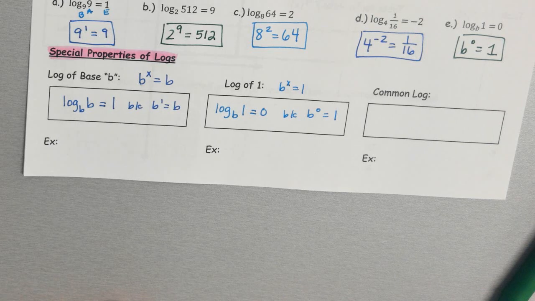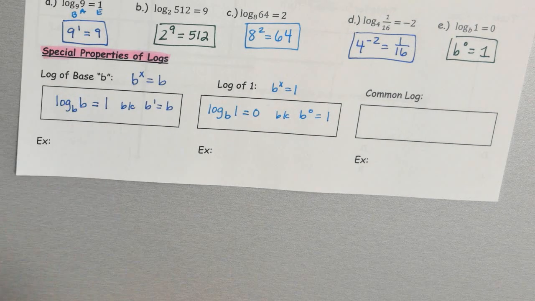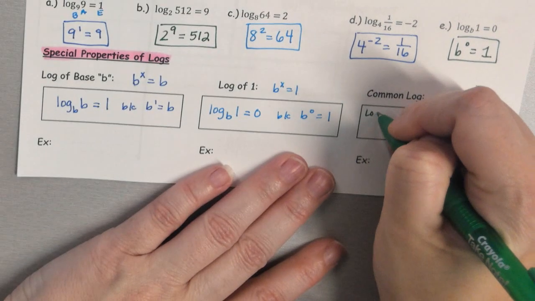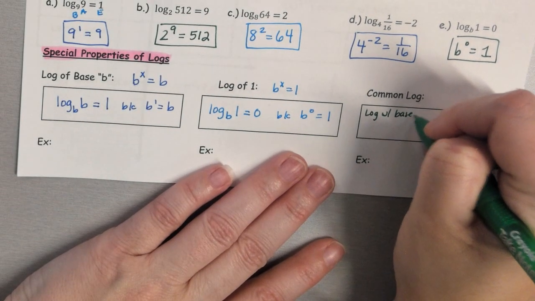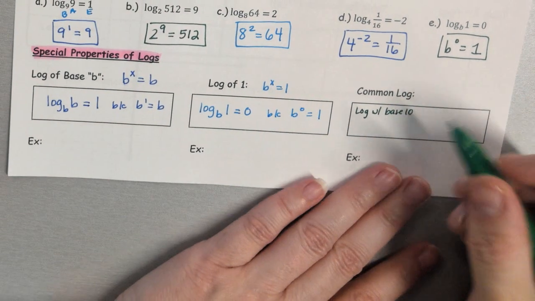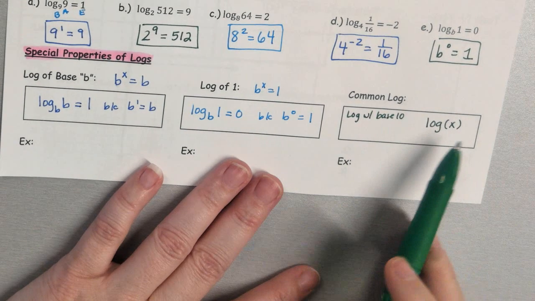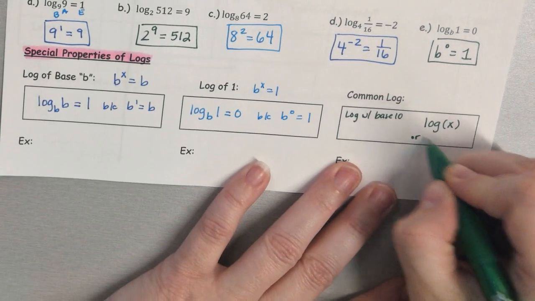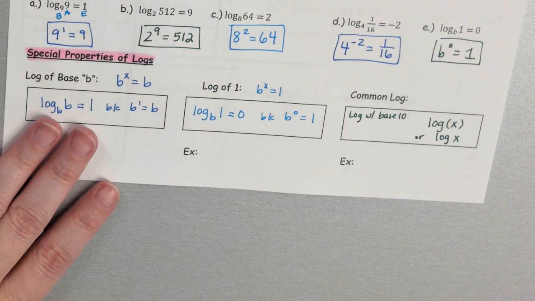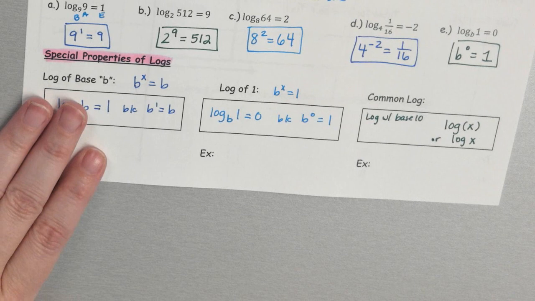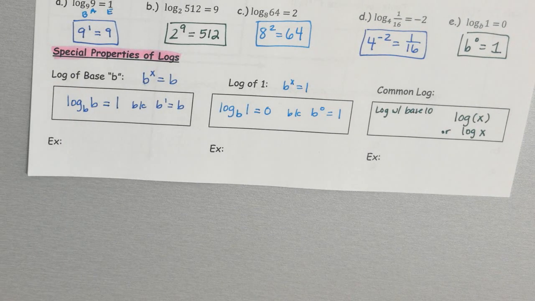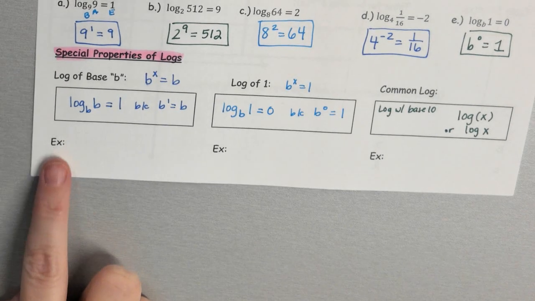And then the last one is the common log, and I already told you about that. That is a log with base 10. So then you would see it like this. The log of x, or sometimes you'll see it without the parentheses. Those are the same thing. When you're doing it on your calculator, the parentheses automatically come up, because you have to take the log of something. The log does not exist unless it is of a value. All right, so let's do some examples of these.